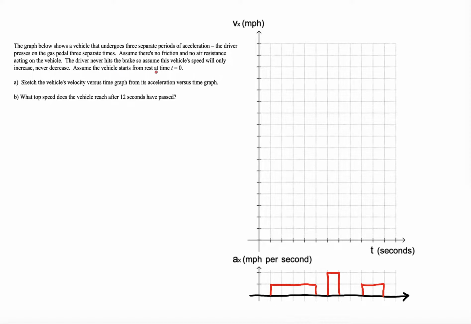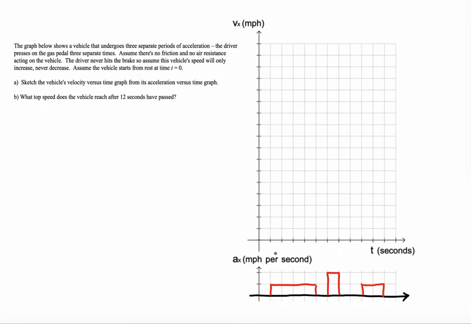We'll assume that the vehicle starts from rest at time t equals 0. Can you sketch the vehicle's velocity versus time from its acceleration versus time graph? And what top speed does the vehicle reach after 12 seconds?